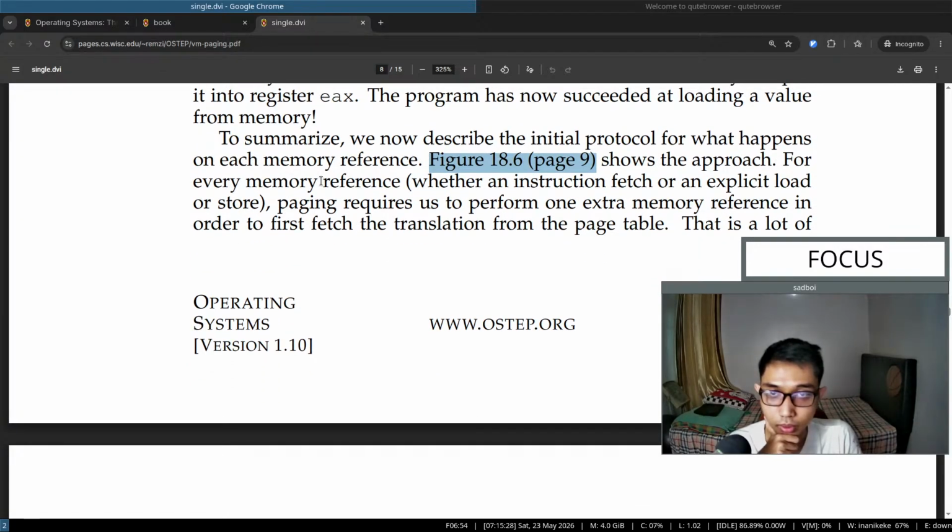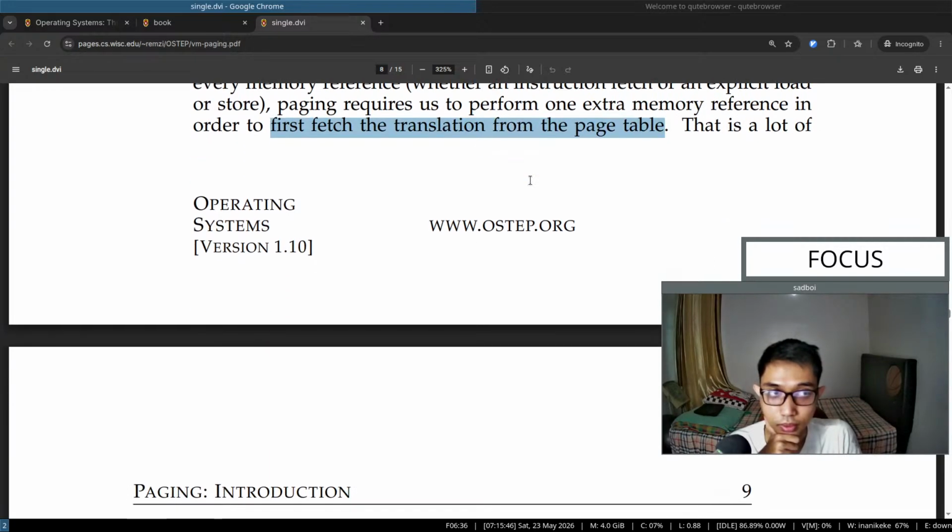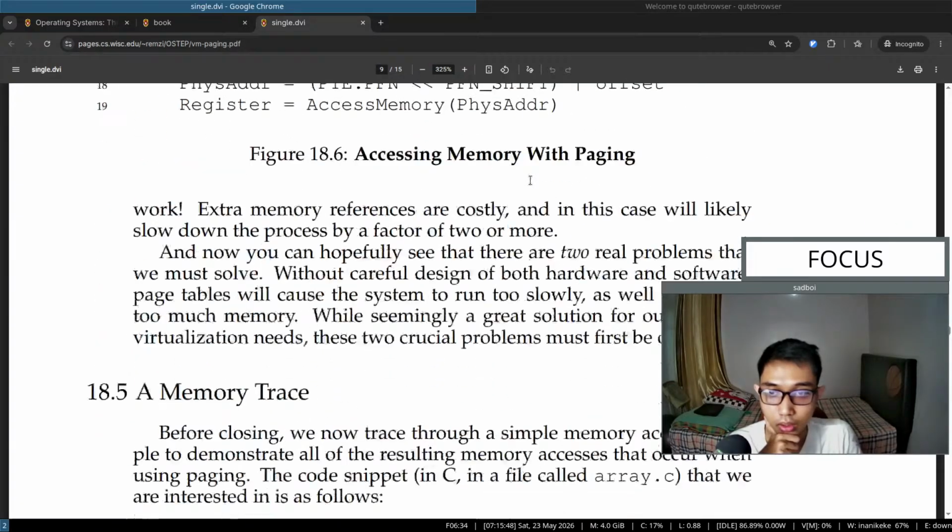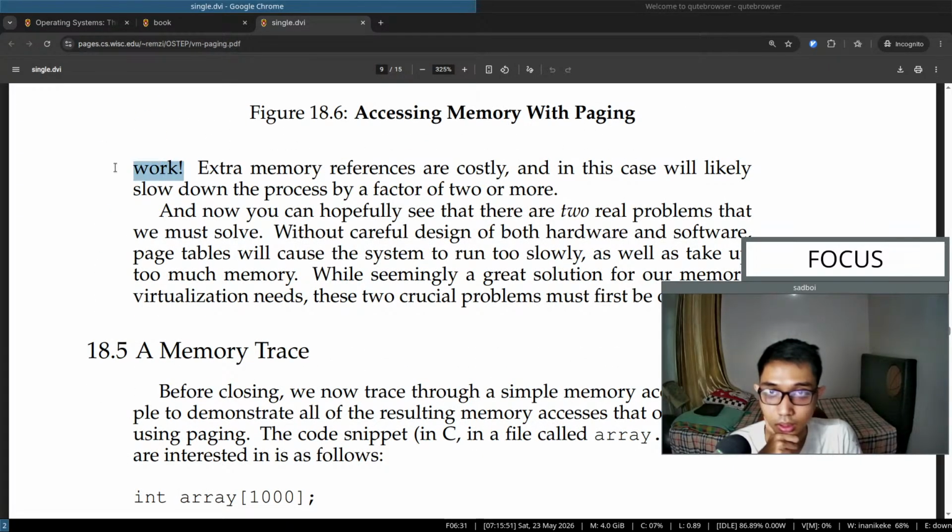For every memory reference, whether an instruction fetch or an explicit load or store, paging requires us to perform one extra memory reference in order to first fetch the translation from the page table. That is a lot of work. Extra memory references are costly, and in this case will likely slow down the process by a factor of 2 or more.